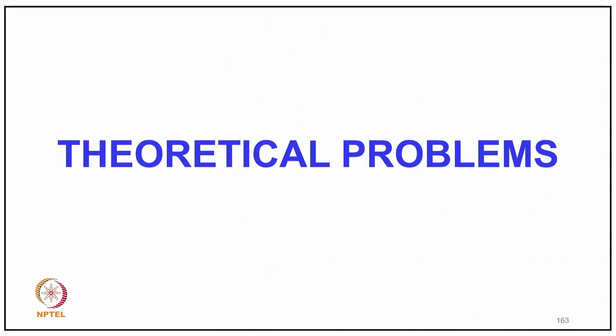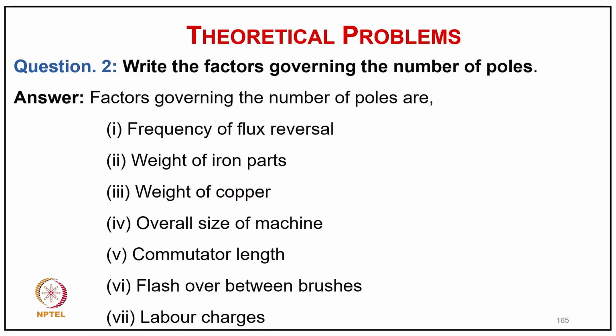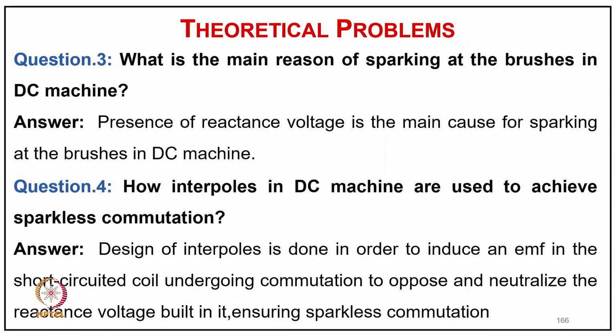Now coming to theoretical problems. Question 1: mica is used in the insulation of commutator segments because it has mechanical strength, has a very high specific weight, as a D option. Question 2: write down the factors governing the number of poles. Answer: the factors governing the number of poles are frequency of flux reversal, weight of iron parts, weight of copper, overall size of machine, commutator length, flashover between the brushes, and labor charges.